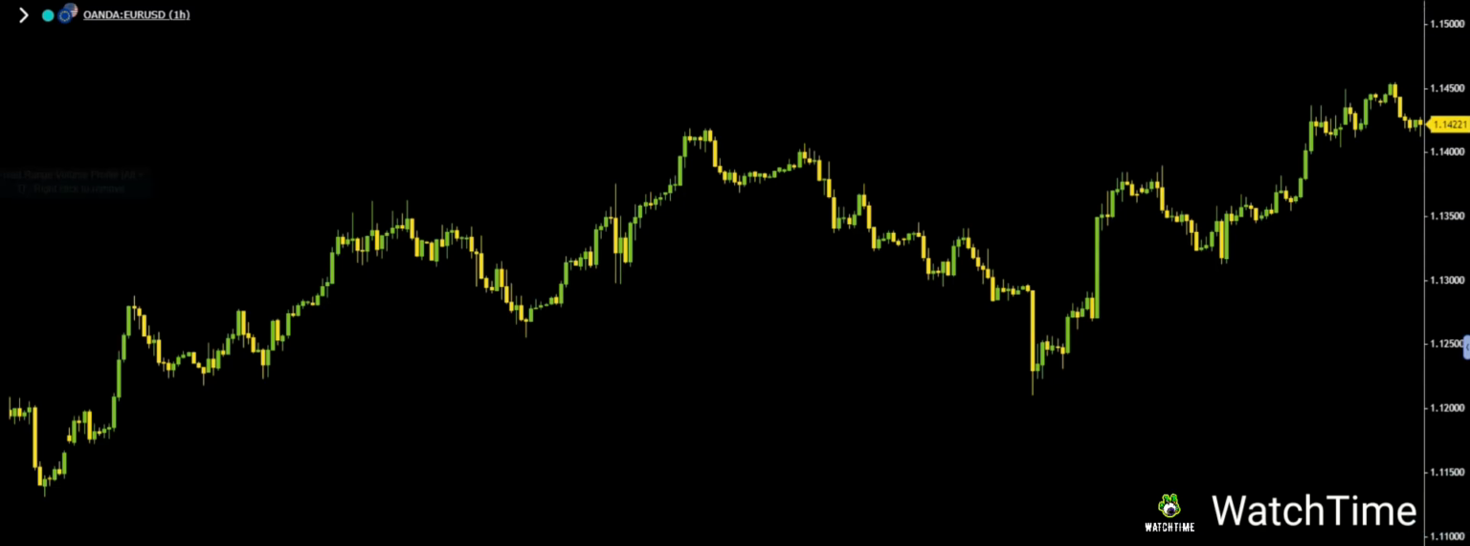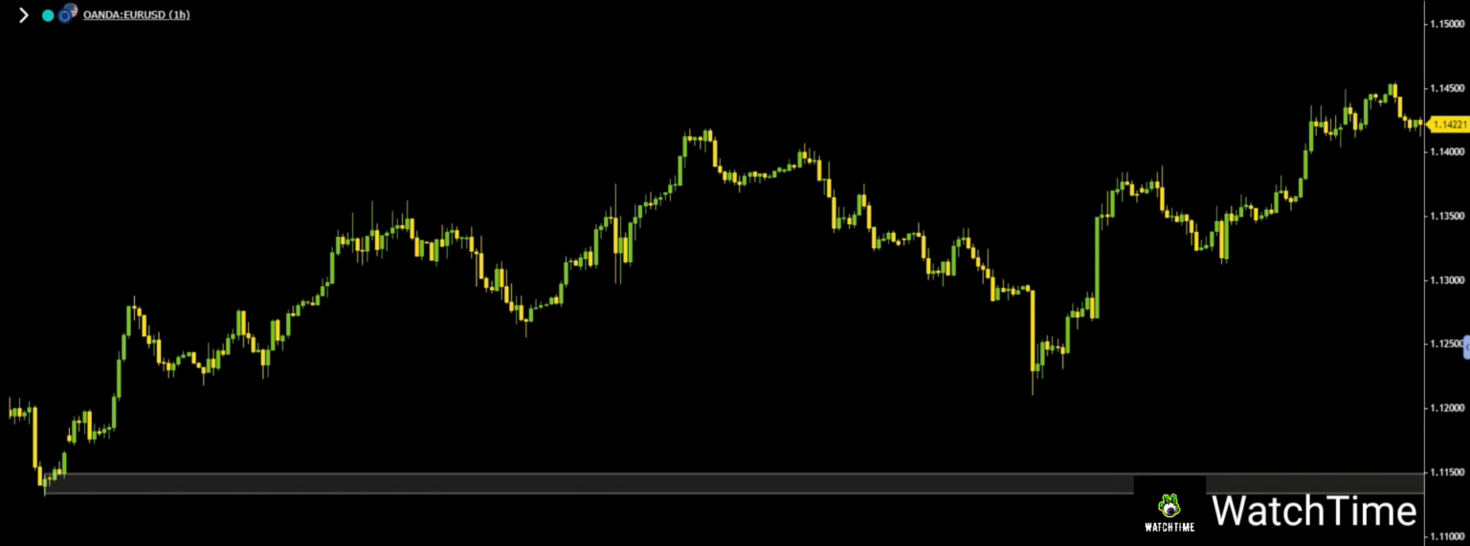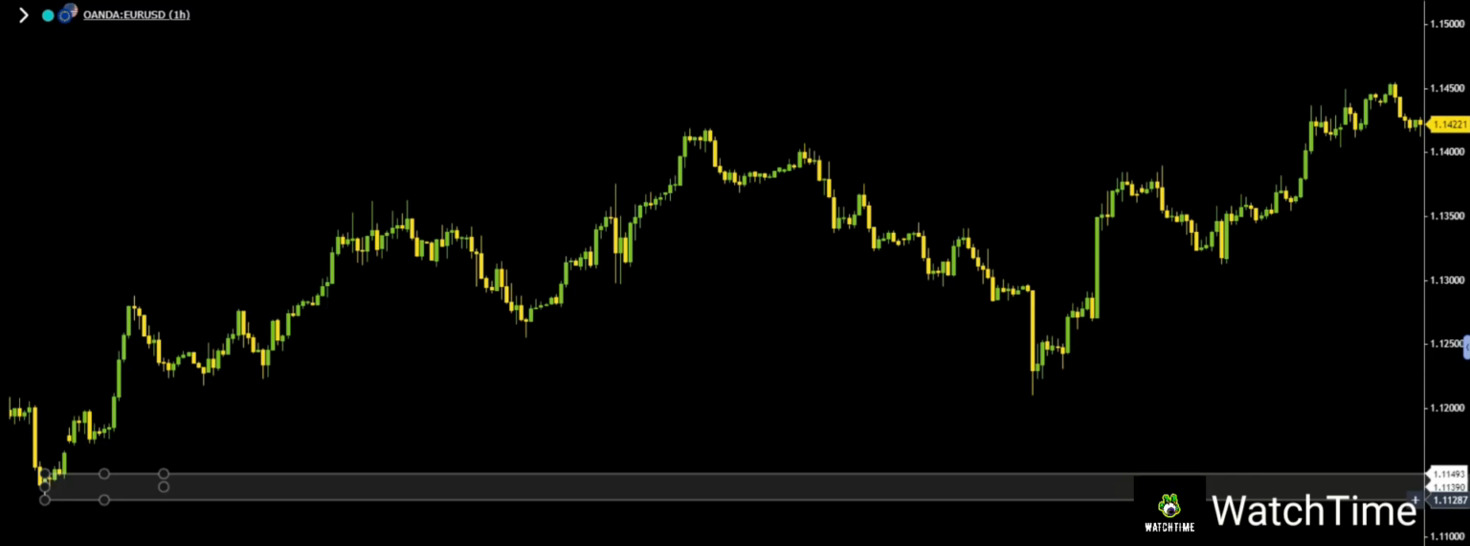Look for a strong reaction on the first touch. Watch for a strong and clear price action that shows interest in the zone. If there's no strong reversal or break of structure, BOS, move on to the next opportunity.